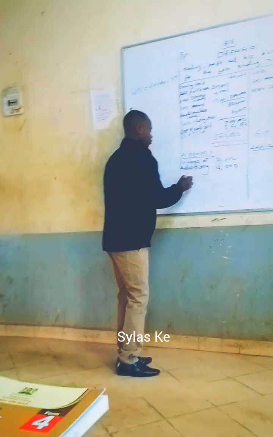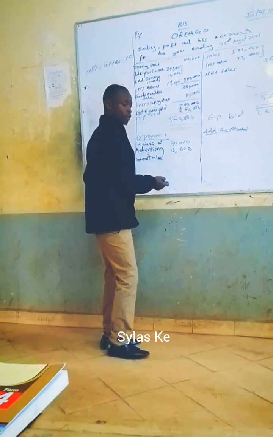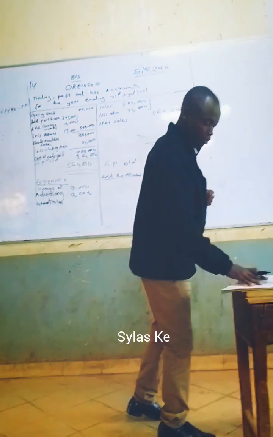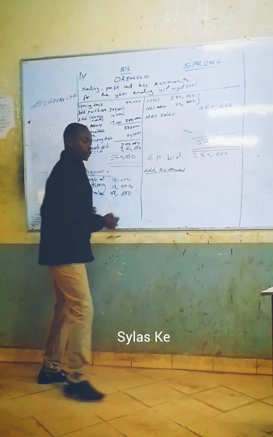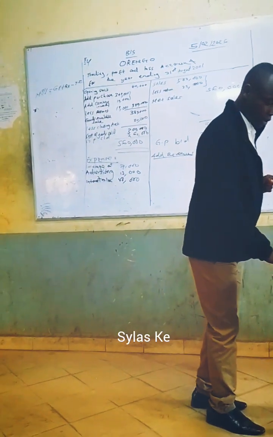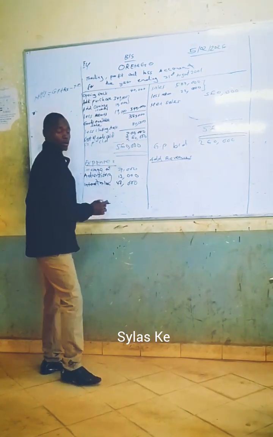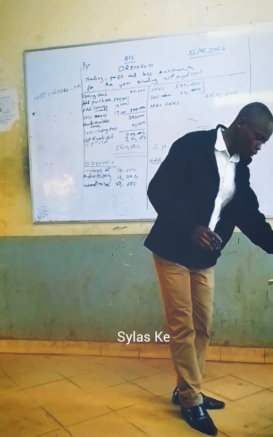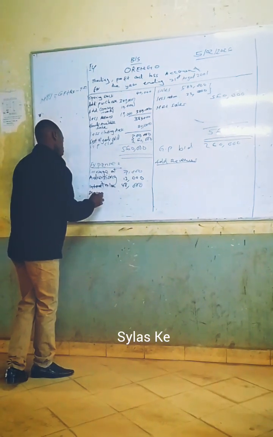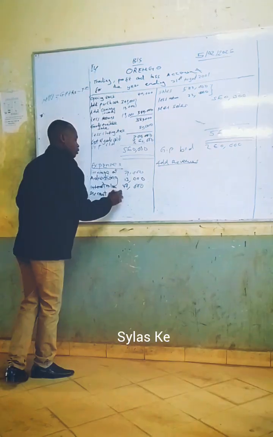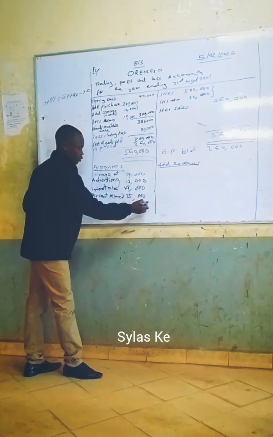So interest on loan is 8,000. How much? 48,000. 8,000. Discount allowed 25,000. Discount allowed. 25,000. Now get the totals.